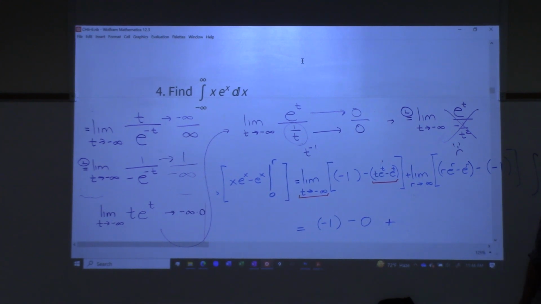Think about what happens. R is going to positive infinity, not negative infinity. So that goes to what? Infinity times, what's e to the infinity? Infinity. What's infinity times infinity? Infinity. Minus infinity. Infinity minus infinity is an indeterminate form. It's not 0. It's an indeterminate form. So we have to go figure out what that limit is.